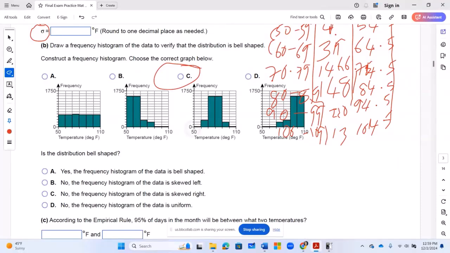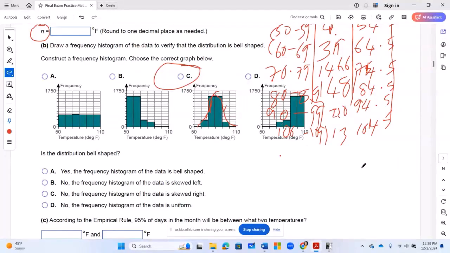If I superimpose a density curve on this distribution, you see the superimposed density curve is bell-shaped. So yes, the frequency histogram of the data is bell-shaped. That's what I'm going to choose. The frequency histogram is bell-shaped. But I can also check it.